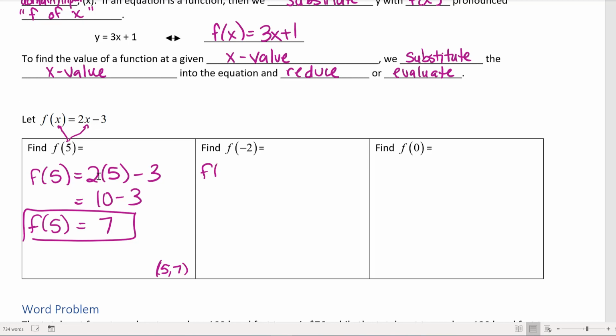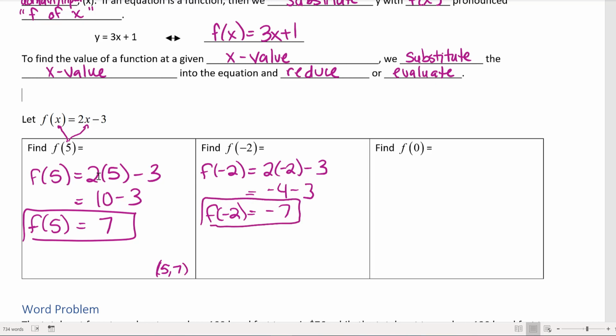Let's do this again. F of negative 2. Notice negative 2 is in place of the x. So every time I see an x, I'm going to take x out and replace it with negative 2. So this is negative 4 minus 3, which is negative 7. So f of negative 2 is equal to negative 7. If I were thinking of that as a point, I could write that point as negative 2 comma negative 7.